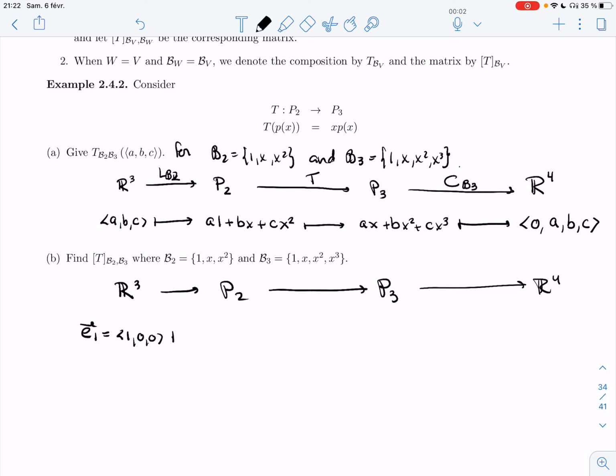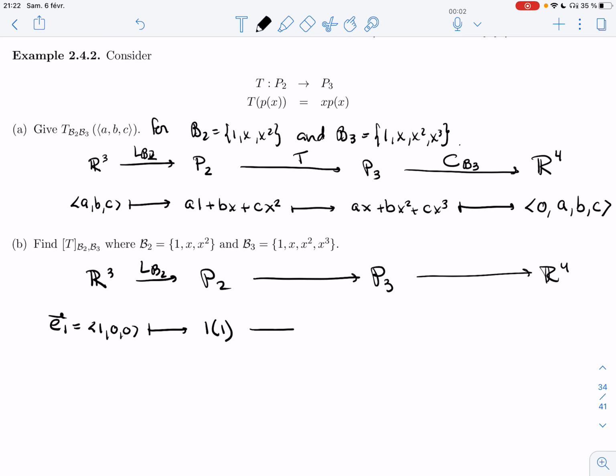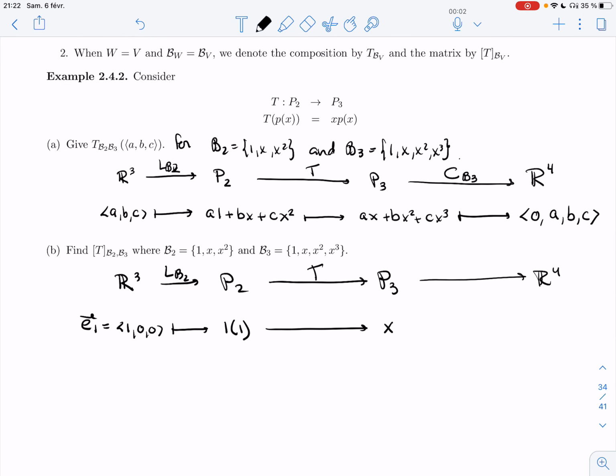All right, so when you go from E1 and you apply L_B2, you're going to get 1 times the first basis vector, and that's it. So E1 is always going to be sent to the first basis vector here, and then you're going to apply T to it, and we're going to get x. And then here you have to use the coordinates of x, and so you have to write x as a linear combination of the basis for the codomain. In this case, it's not too hard. It's 0, 1, 0, 0.